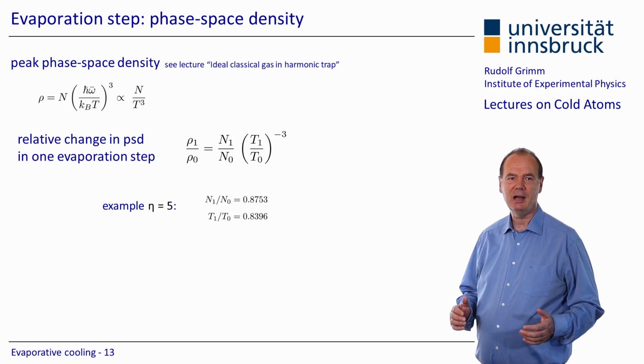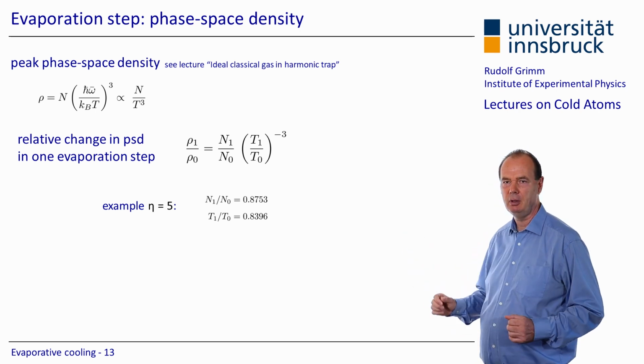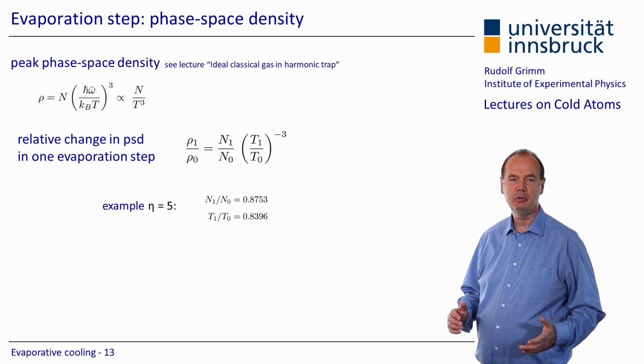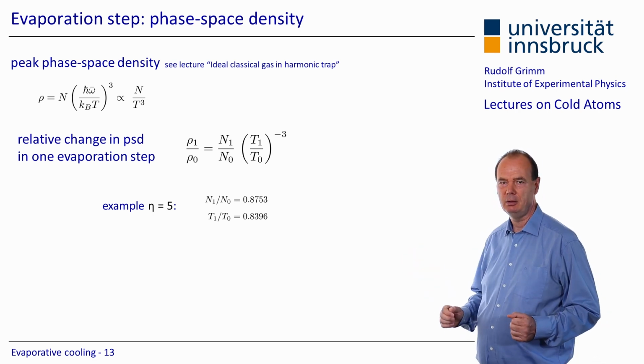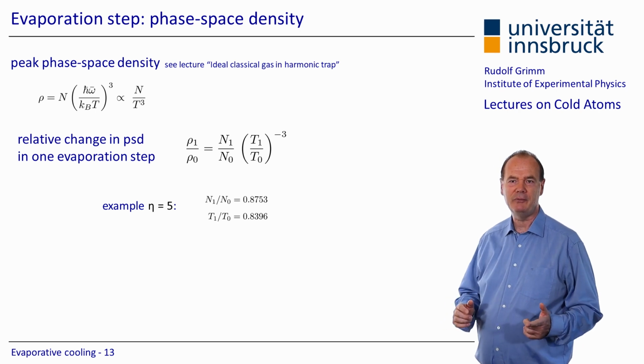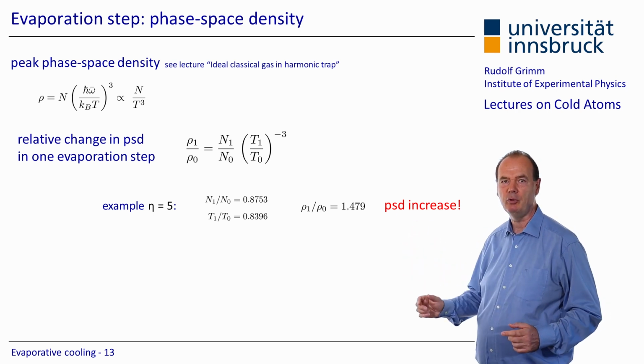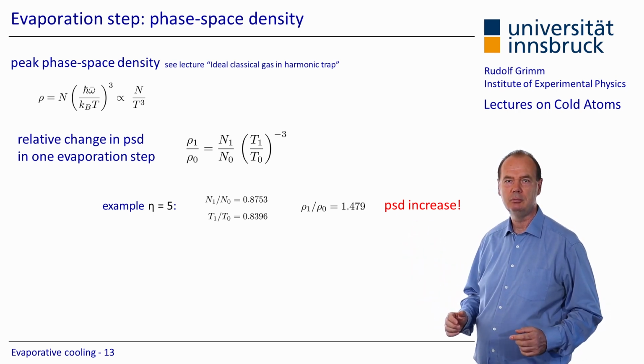Our equations tell us that the number of atoms is reduced to about 88% of its initial value, while the temperature goes down to about 84%. For the phase space density, this means an increase by roughly a factor of 1.5, which is quite substantial.